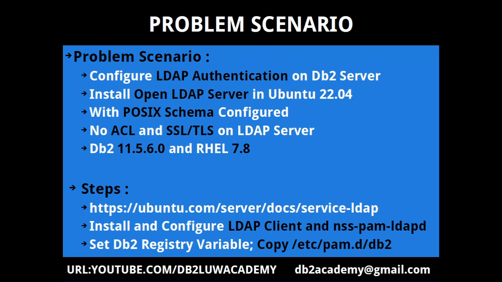After that, on the Db2 side, you need to set a registry variable, and there is an /etc/pam.d/db2 file which you need to set. There are certain contents. I'm going to show that. So pretty much that's it. Once you do all these things, you should be able to see the users and groups which are there in the LDAP server becoming visible on the RHEL system, and you can use Db2 to connect to that.